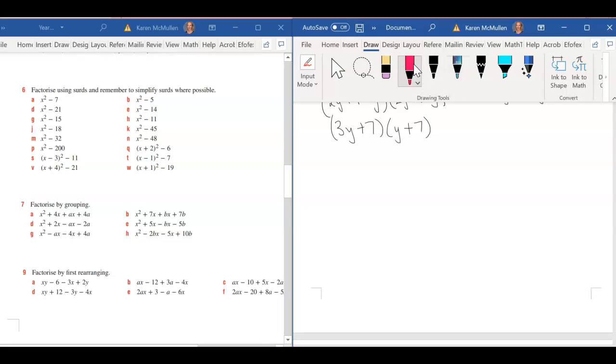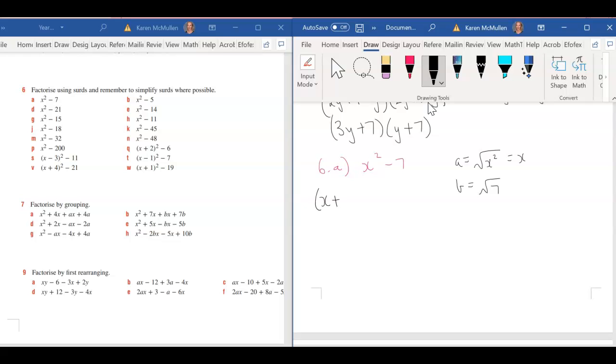So question 6. Now, in question 6, you'll notice that we don't have perfect squares. So for 6a, for example, we've got x squared minus 7. So 7 is not a perfect square. So we just need to leave it as a surd. So a is the square root of x squared, which just becomes x, and b is the square root of 7, and we can't simplify that, so we just leave it as the square root of 7.